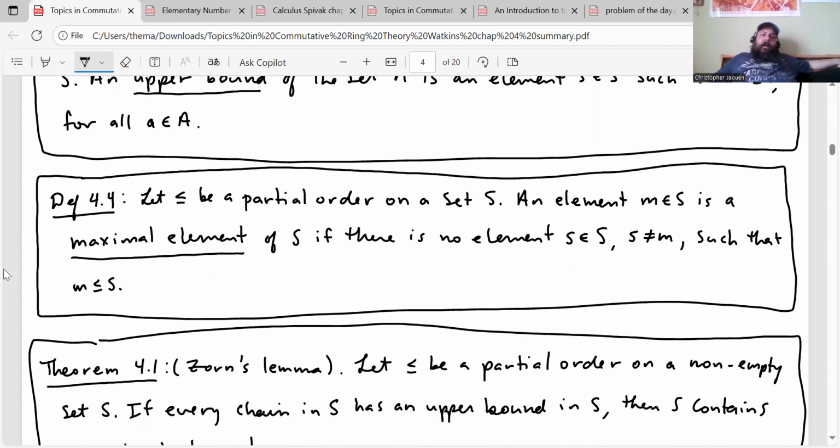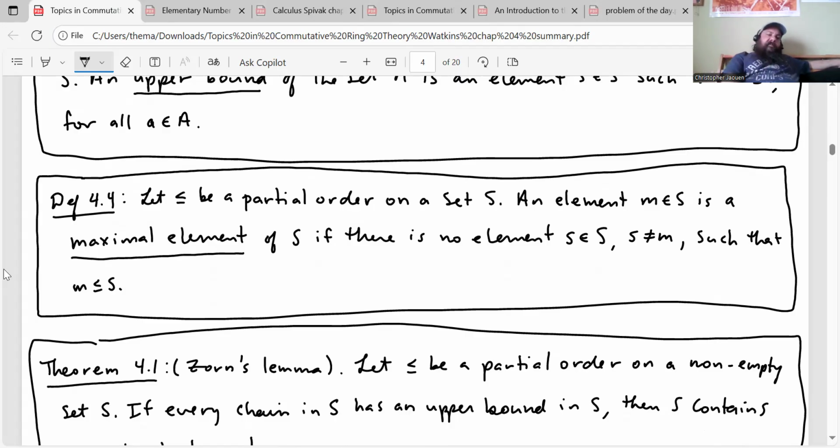Then we get a definition of maximal element. So let ≤ be a partial order on a set S. An element m in S is a maximal element of S if there's no element s in S, s not equal to m, such that m ≤ s. So we mean something slightly different between maximal element and upper bound. You've got to be careful about the details.